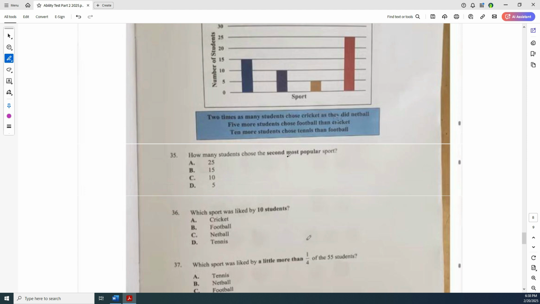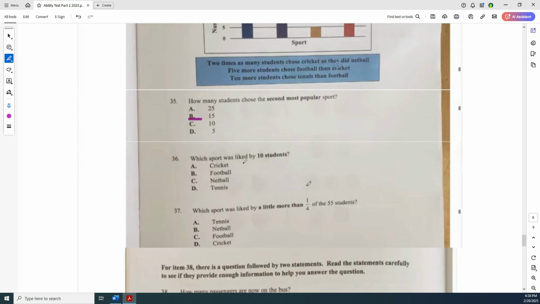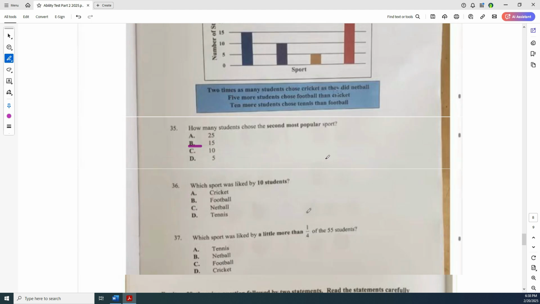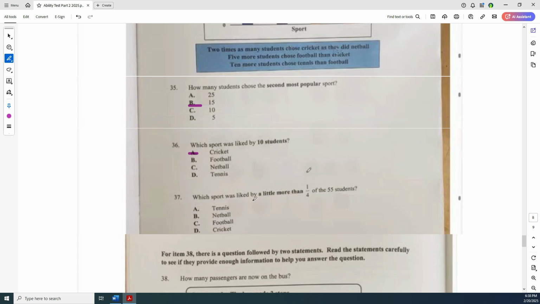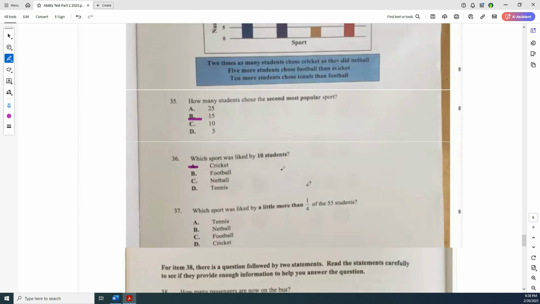So how many students chose the second most popular sport? That's 15. So that's football. Which sport was liked by 10 students? That would be cricket. So I'd put A for that. Which sport was liked by a little more than a quarter of the 55? So this means that it's 55 total, so it will be a quarter of the 55. That looks like it's around 15, 14 here. So I would say that is football.